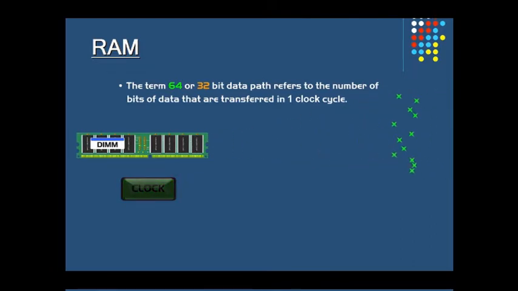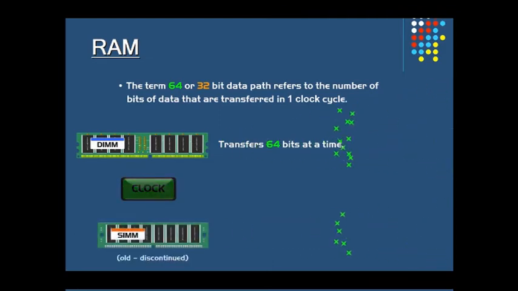Now DIMMs have a 64-bit data path, which means that they can transfer 64 bits of data at a time. Now prior to DIMMs, there was an older RAM module called a SIMM, and SIMMs had a 32-bit data path, which means they can transfer data 32 bits at a time. So that's why DIMMs are faster than SIMMs, because they can transfer twice the amount of data per clock cycle. Because DIMMs transfer 64 bits of data at a time compared to SIMMs, which transfer 32 bits of data at a time.